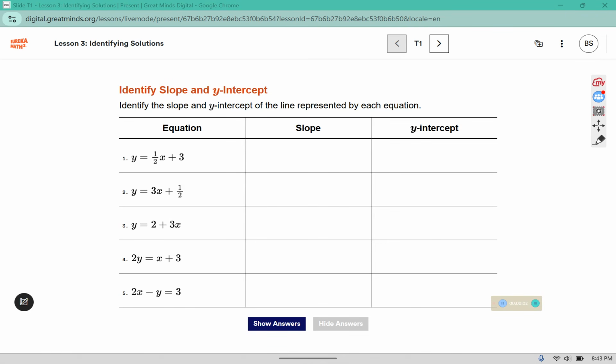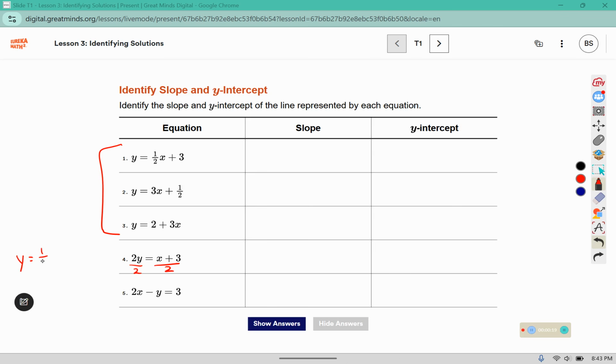You are identifying the slope and the y-intercept of these equations. The first three are already written in slope-intercept form. To turn number 4 into slope-intercept form, we would need to divide by 2 on both sides. And that would turn it into 1/2 x plus 3 over 2. So you can identify the slope and y-intercept here.